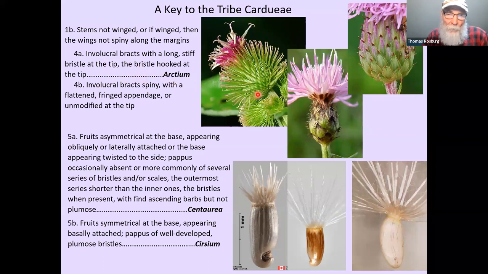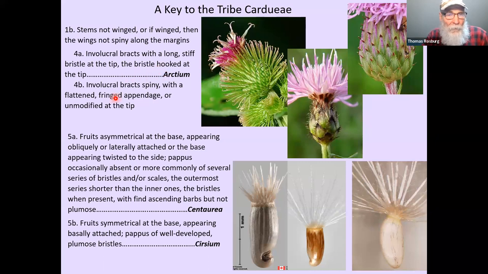This, again, is the involucre right here with all the bracts. They have these long, certainly stiff bristles. Bristle probably works. I mean, they're not really stiff enough to be a spine, but they're more stiff than a hair. So bristle is probably a good term, but you can see that they are hooked at the tip.